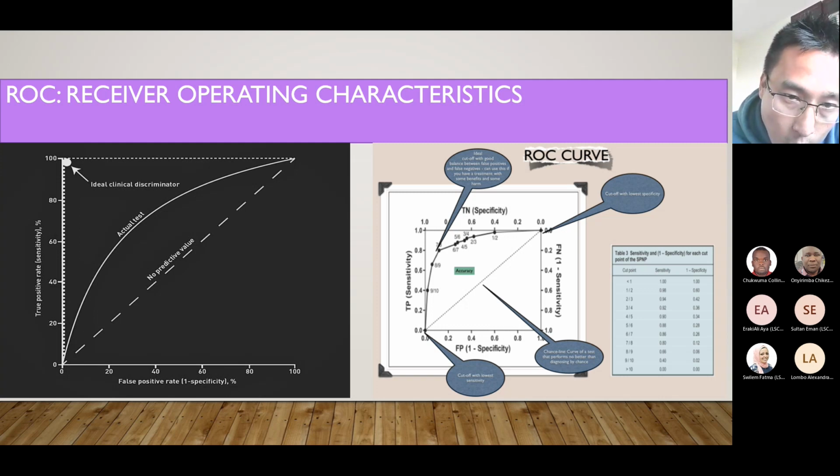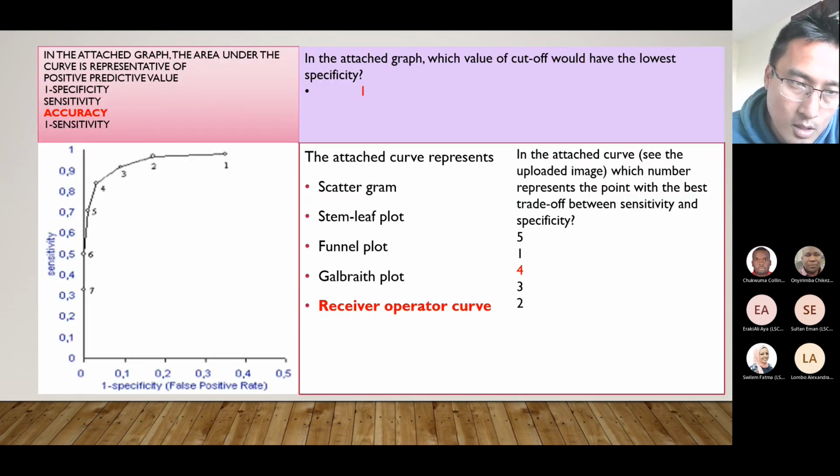So this is the line, the top one over here, which is also known as specificity. And this is no predictive value. Anything under this curve is called accuracy. So if they give you this graph in the exam, will you be able to say what graph it is? Yes. Let us move to the next one.